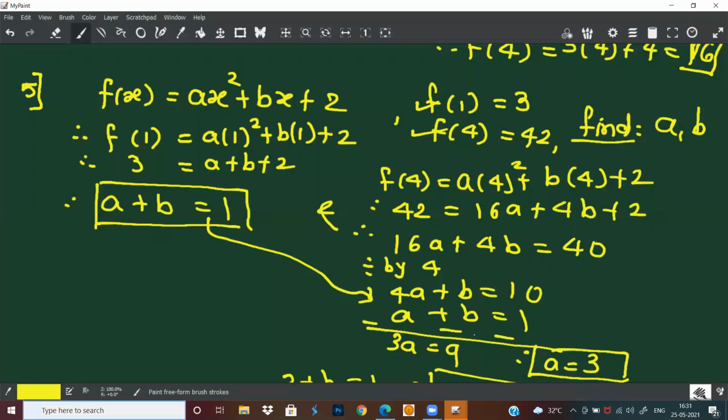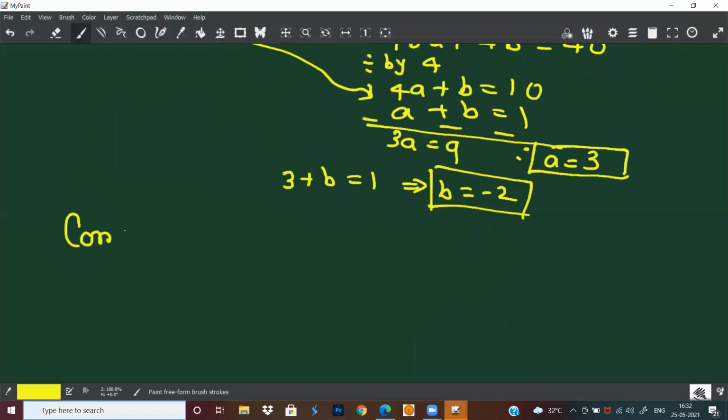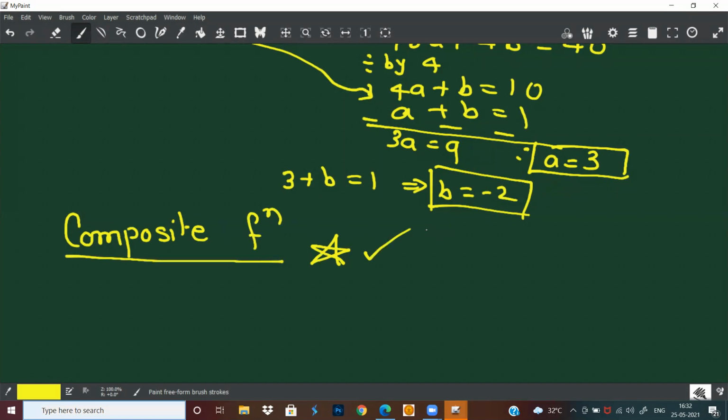I will take you to composite function. You understood this kind of sums? I just wanted to take one more. I think I've covered everything regarding this. You know what is a composite function? If you understand this, it will help a lot in derivatives. Composite function. I'll give you an example.